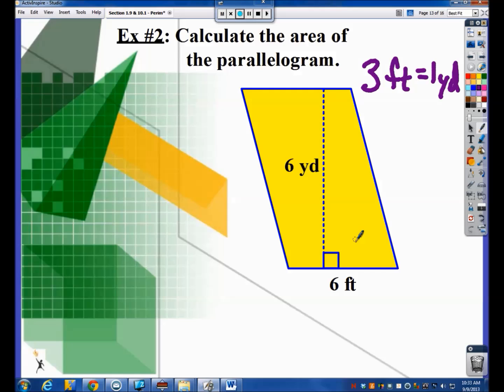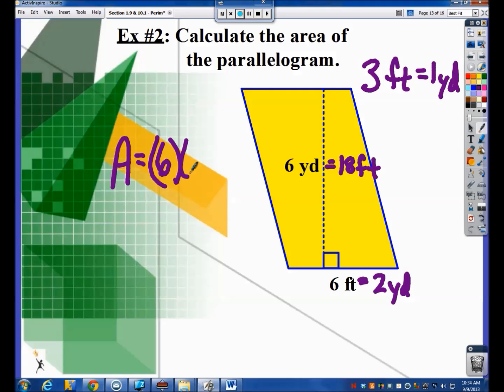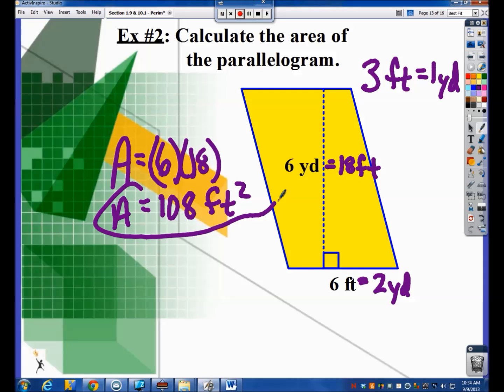So which way could we do some converting here? Well, actually, in this case, you go either way. So you can call 6 yards, really that's 18 feet, and 6 feet would be 2 yards. So you could write your answer one of two ways, in feet squared or yards squared. It really doesn't matter. So if we did feet squared, well, we had 6 feet for a base, 18 feet for a height. That's going to give me, what, 18 times 6, 108. Feet squared would be one answer.